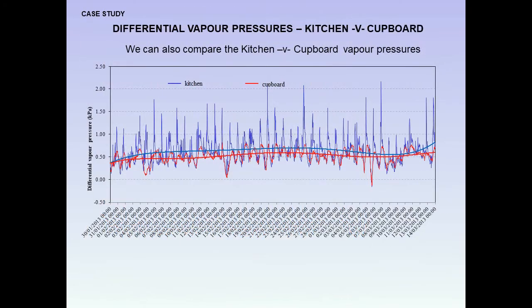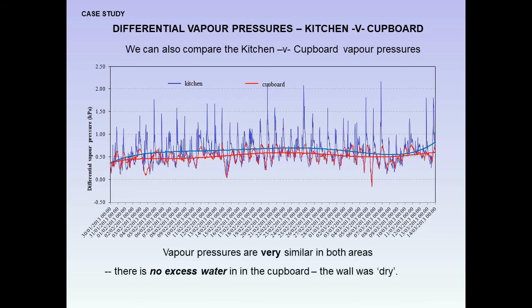And we can also compare the kitchen and the cupboard vapour pressures. And we can see here, by looking at the amount of water vapour in the cupboard and the amount of water vapour in the kitchen, they're virtually identical. So the cupboard was a ventilation problem, effectively. It was just cold in there. It was thought that the walls were damp and they were adding to the environment in the cupboard, but that was not the case. So the vapour pressures are very similar in both areas. There was no excess water in the cupboard.